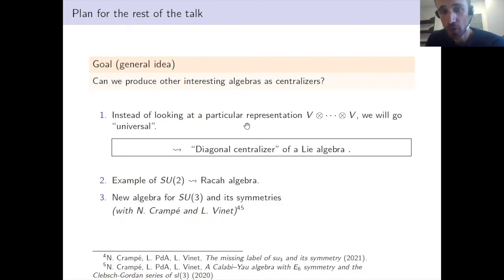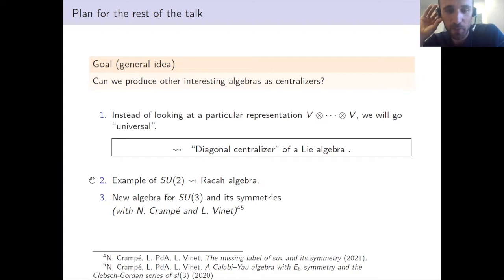One way to do this is to consider the so-called diagonal centralizer, which I'm going to define in a moment. And this is going to be very interesting, we hope, and actually we have a good motivation for that, which is the Racah algebra. You see the story of the Racah algebra for me and for Nicolas is the following.